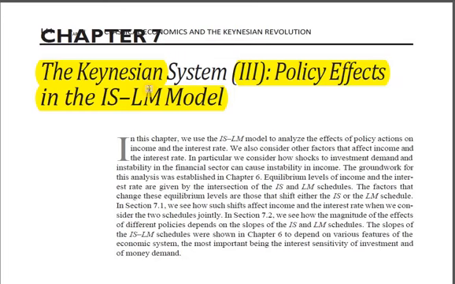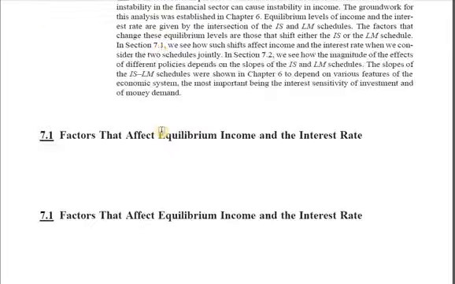So let's get on to chapter number 7 of Froyen, which is the Keynesian system, policy effects in the ISLM model. Before beginning this very lecture, we should be very thorough with a few concepts. Number 1, how to derive the IS curve, how to derive the LM curve, what makes them look steeper or flatter, what are the factors that determine their slope. And the last thing is, what are the factors that can shift them rightwards or leftwards. If we are thorough with these things, then this chapter is a cakewalk. Very simple. So let's begin.